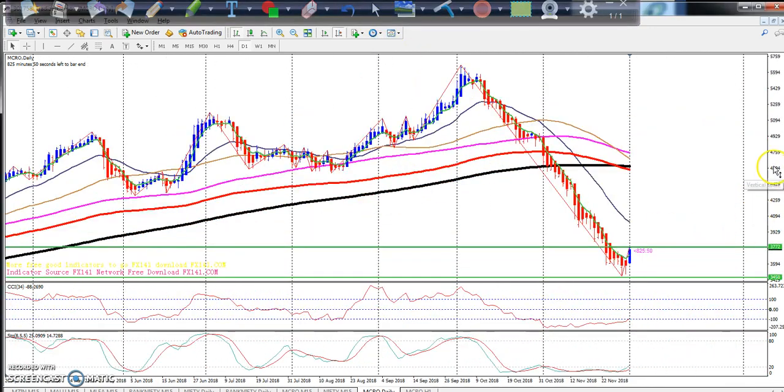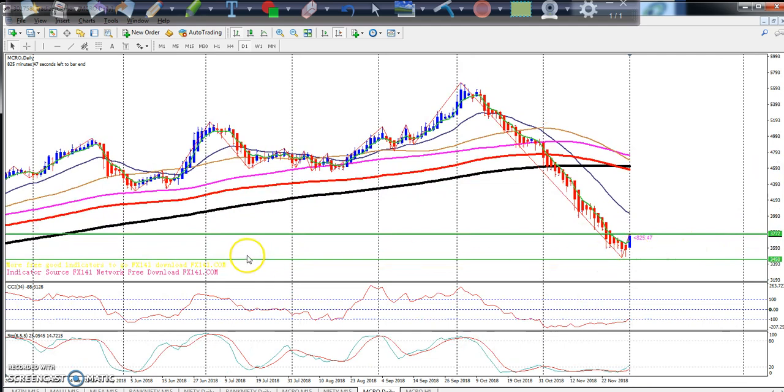Now you can see the line I drew shows exactly the resistance line on the daily chart. Let me clear another thing. You might think the market will come from this area to this area, but this is only one confirmation, because this is the resistance line.